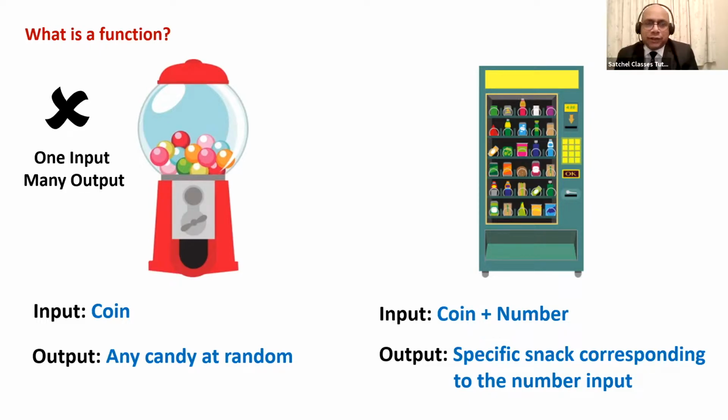It could be any of the colors that can come out, right? The candy could be of any color. There's no specific output. You cannot predict it. But in the second case, you can specifically predict it because you have entered the number. So that is the snack that will come out, right? So that can be classified as a function because one input and the specific number has a specific output, right?